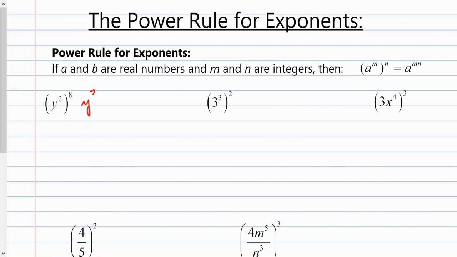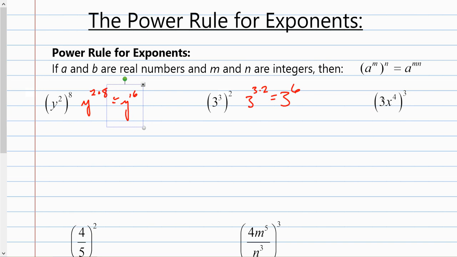So, for maximum effectiveness, we're going to write down that this is y to the 2 times 8, which is y to the 16th. This one would be 3 to the 3 times 2, which would be 3 to the 6th. It's not a ginormous number, but again, I'm not terribly concerned with you evaluating that numerically. I'm more interested in what you're doing with your exponents.